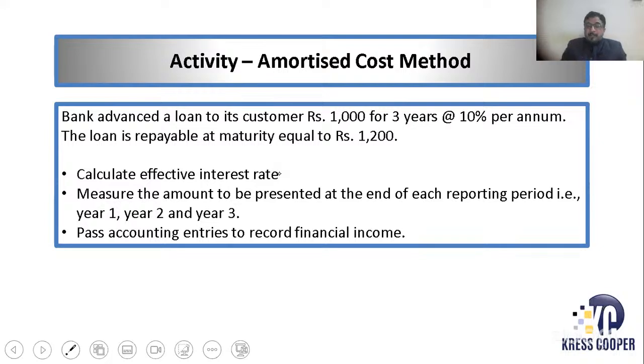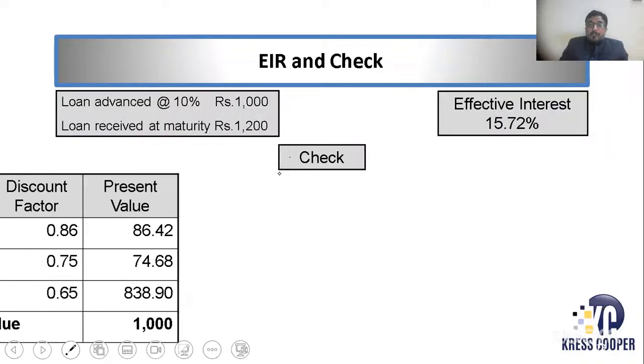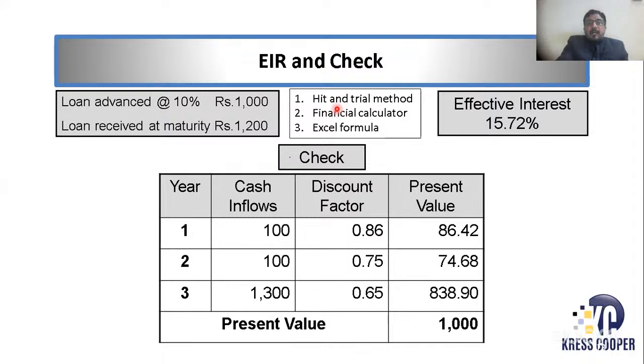because 10% gives you 100 and the borrower is paying 100 each year. But even then the bank is saying, I need 1,200. So that 200 that the borrower will be paying on maturity will also be considered as interest. So in total, it is paying 500 as interest in 3 years time period. So for that reason, we will be working out the EIR by using hit and trial method, by using financial calculator, by using Excel formula.